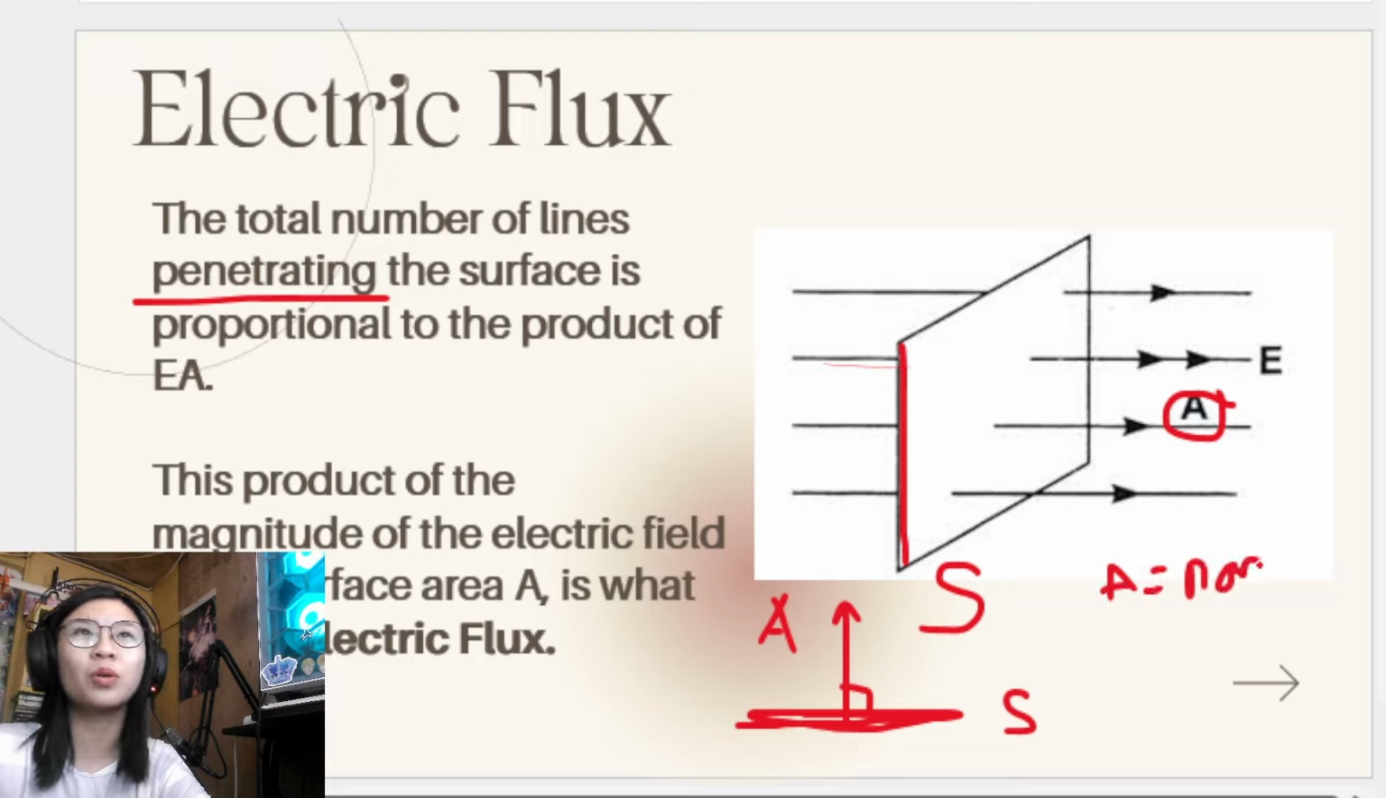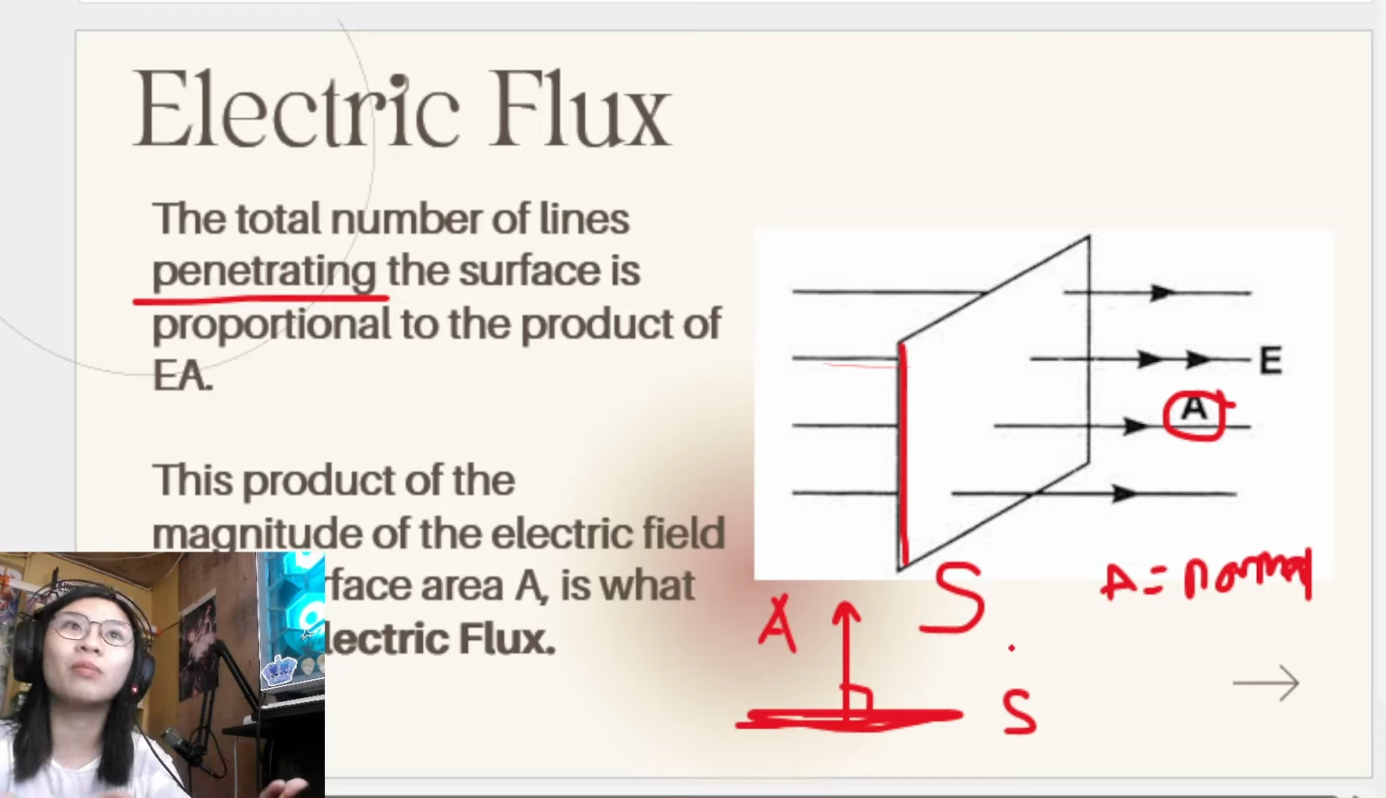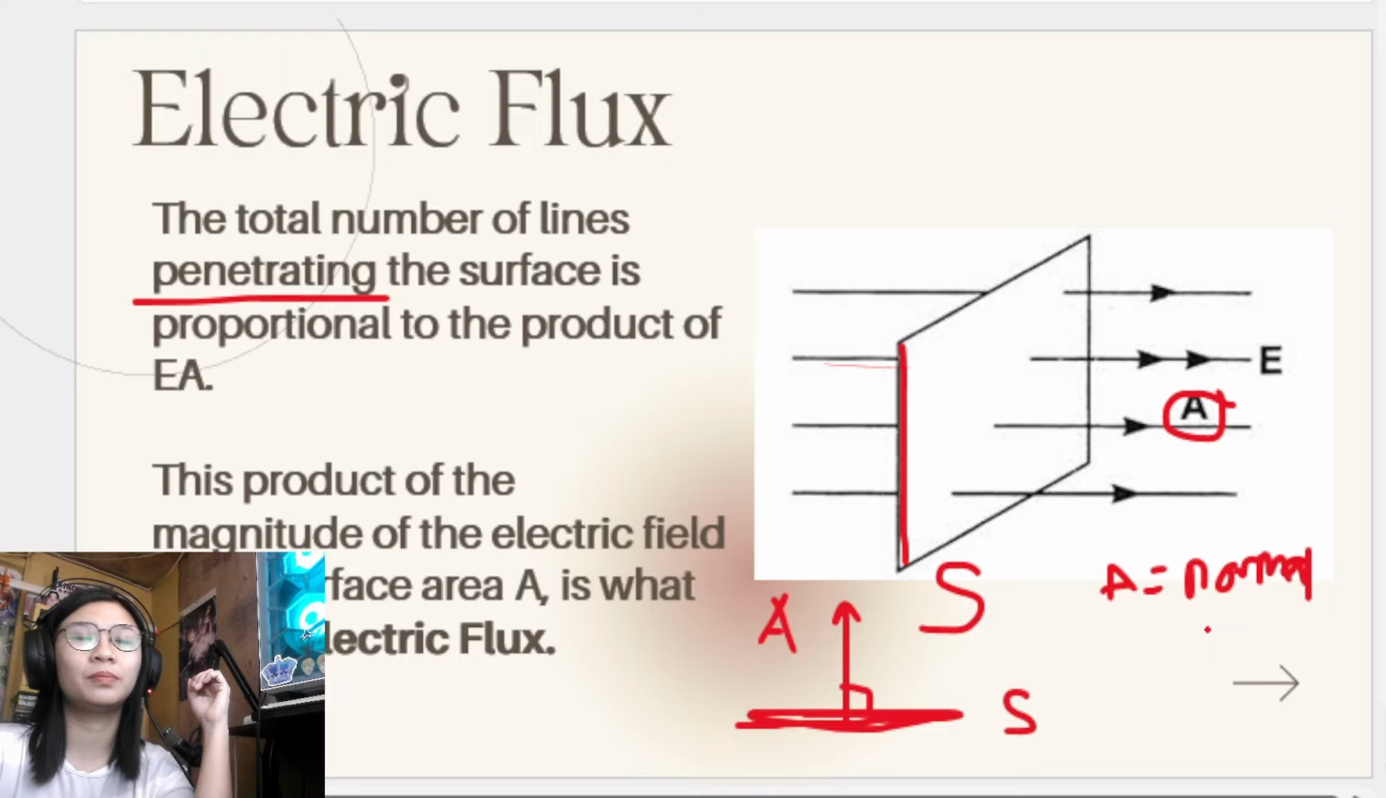You remember the normal force in Newton's second law of motion. If you have a surface, there will also be a normal force. It is the same here with A. A is like a normal vector that is perpendicular to your surface. That is also called the normal vector.